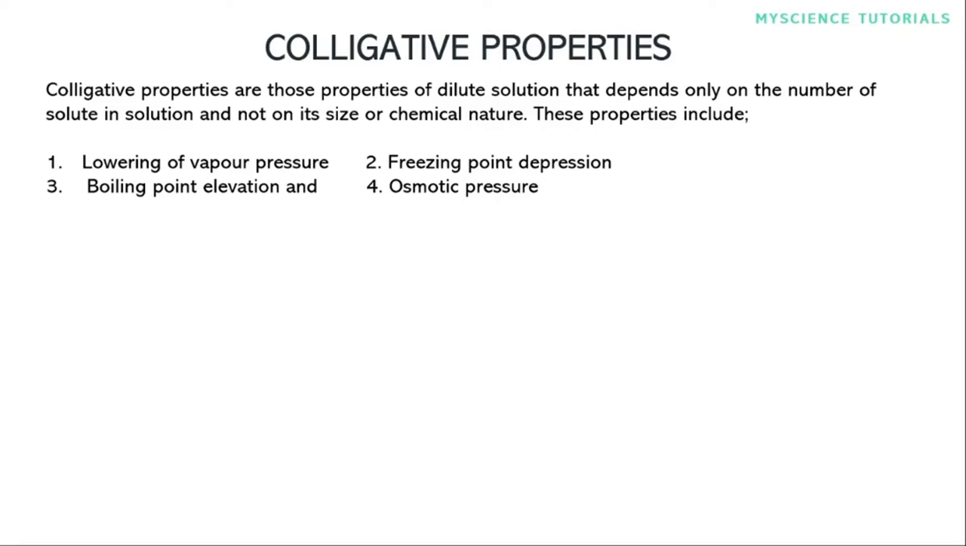Now these properties include 1. Lowering of vapor pressure, 2. Freezing point depression, 3. Boiling point elevation, and 4. Osmotic pressure. It is important for us to know that these properties are all related to each other. So once you are able to find the vapor pressure depression, you can easily find the freezing point depression, the boiling point elevation, and the osmotic pressure because they are interrelated.